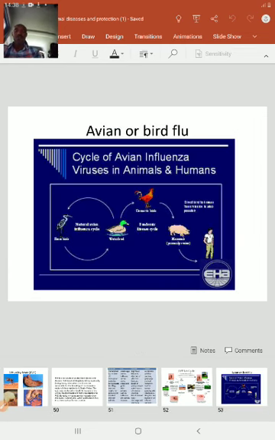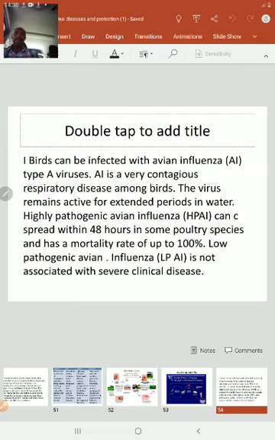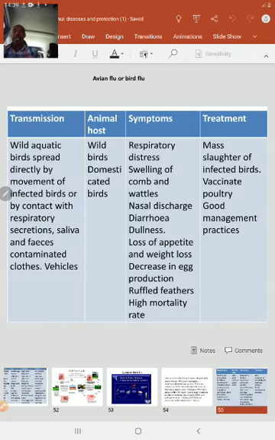Then avian flu or bird flu. Birds can be affected with all types of avian flu, and it is also very contagious. It affects all types of birds, both your domesticated ones, your chickens, or the wild birds there. Symptoms: respiratory distress, swelling of the comb, nasal discharge, and decrease in egg production. Then treatment: just kill them, mass slaughter of all the infected birds, and you can also use vaccination.